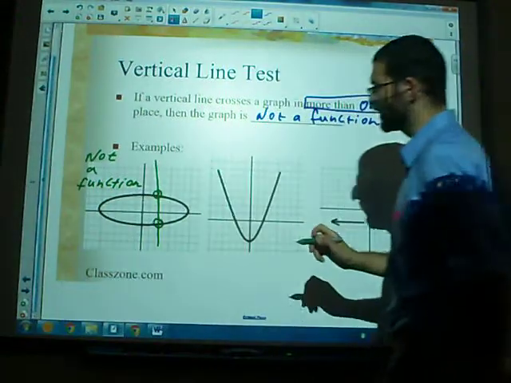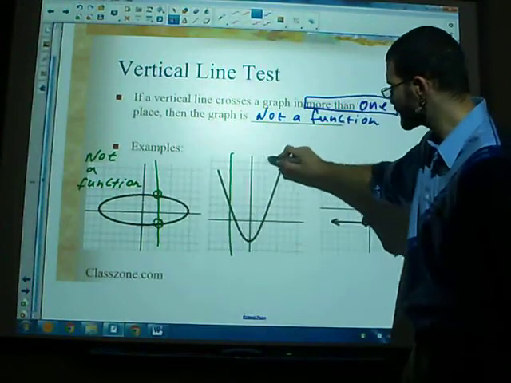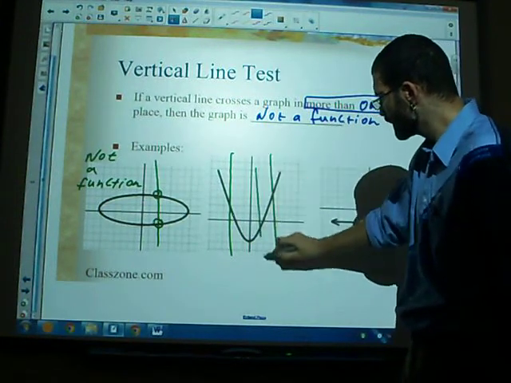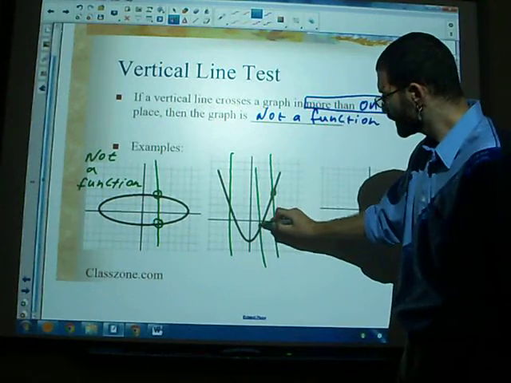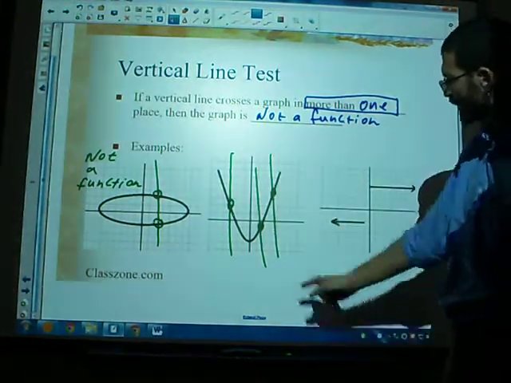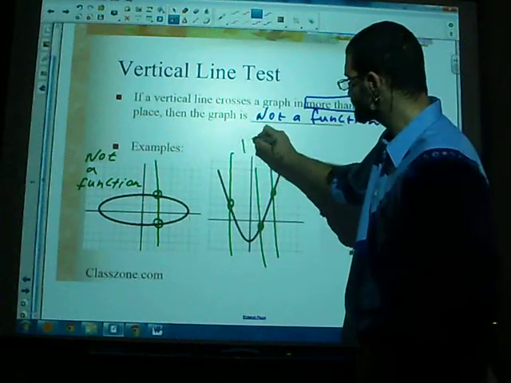If we look at this graph, no matter where we draw a vertical line, doesn't matter at all, every single time we draw a vertical line, the line crosses the graph only once. This vertical line will cross it only once, this vertical line crosses it only once, and so on. Therefore, this is a function.